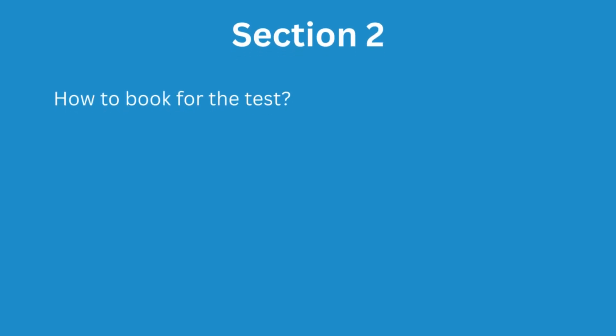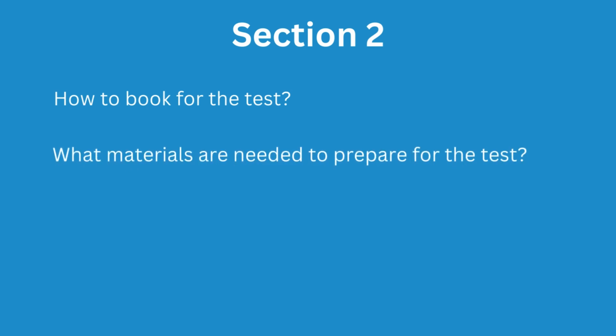You can book your test online through the UK government website. Simply search on the internet A2 test booking online, and you will be able to fill up a form and book your test. What materials are needed to prepare for the test? To prepare for your test, you can read the official UK government book that is recommended by the UK government for this test, and you can also watch some YouTube tutorials and practice some basic English conversation with family and friends.